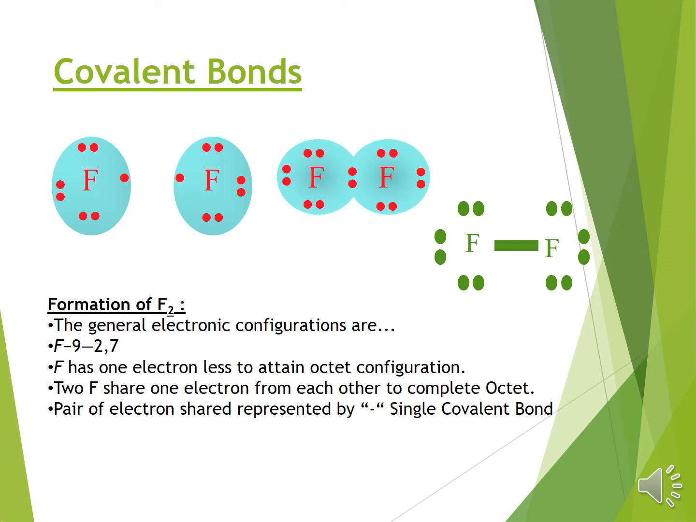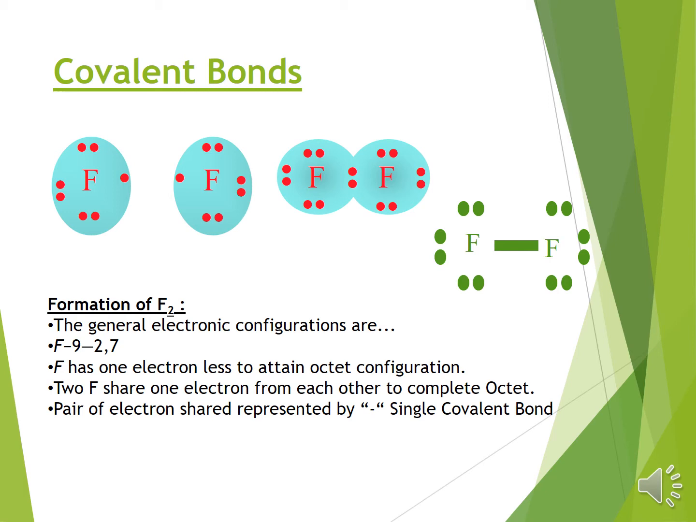Any line formation requires 2 points. Similarly, when there are 2 electrons, they form one line, which represents the single covalent bond. Here we will see an example of a single covalent bond: the formation of F2, fluorine.